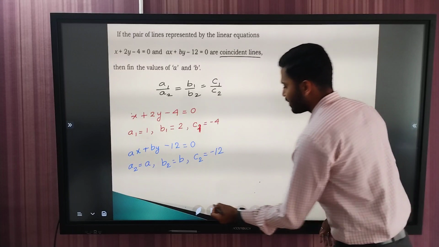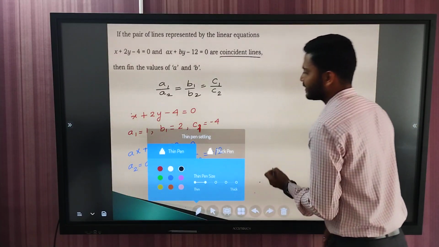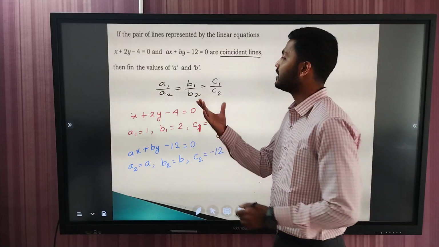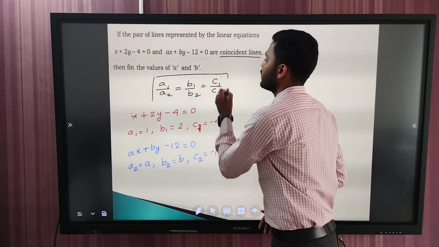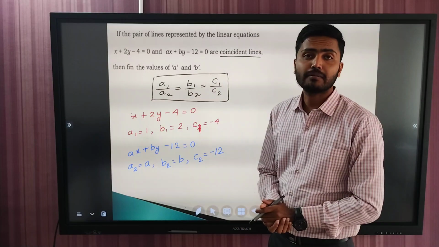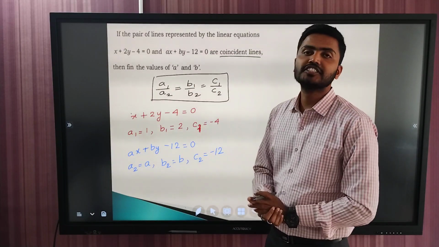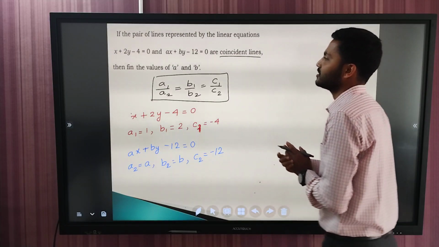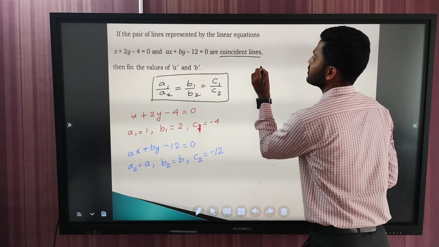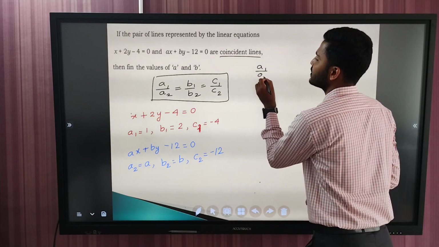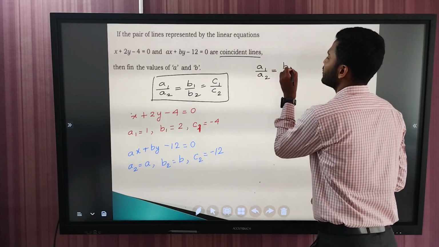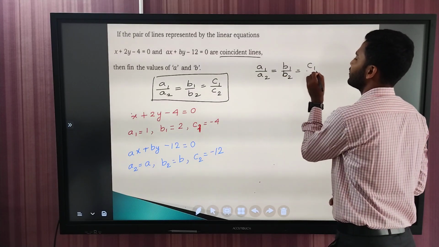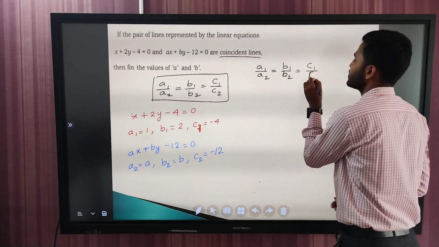So now let us come back. They already told us that these two equations are coincident, which means a1 by a2 is equal to b1 by b2 is equal to c1 by c2. So let us use this condition to find the values of a and b and finish the question. Let us now substitute all the values of a1, b1, c1, a2, b2 and c2.